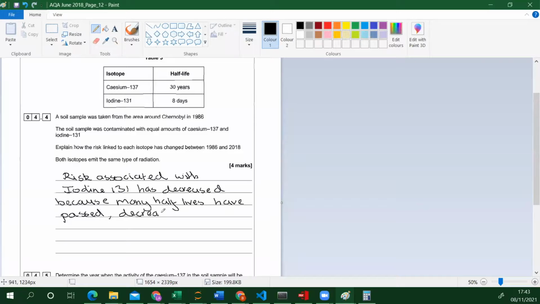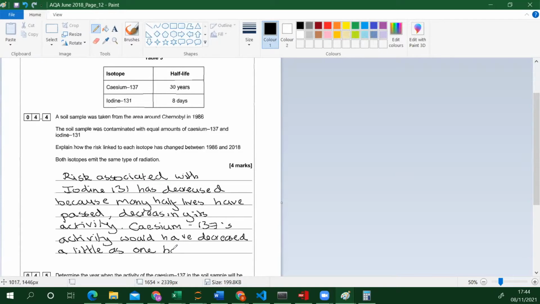Decreasing its activity. Okay, cesium-137's activity would have decreased a little, as one half-life has passed. Even at the time of writing now, only one half-life has still passed. So you could have said longer, but I put the number. Because obviously you can work out how many half-lives. You don't have to work out the exact number of half-lives for iodine, but many, many more for cesium.